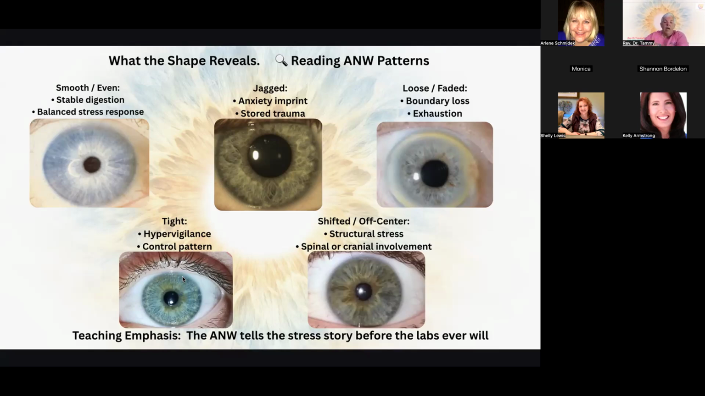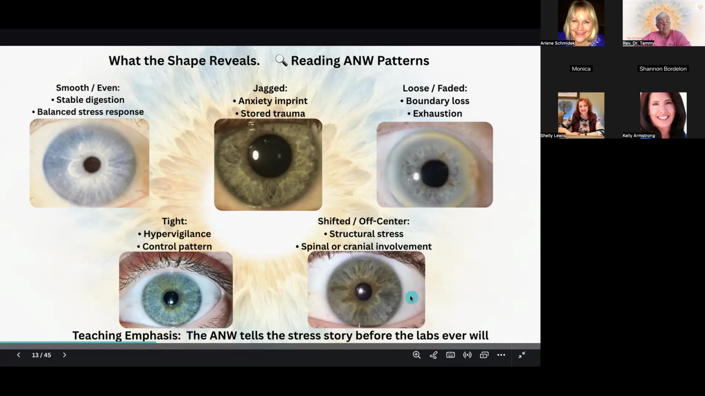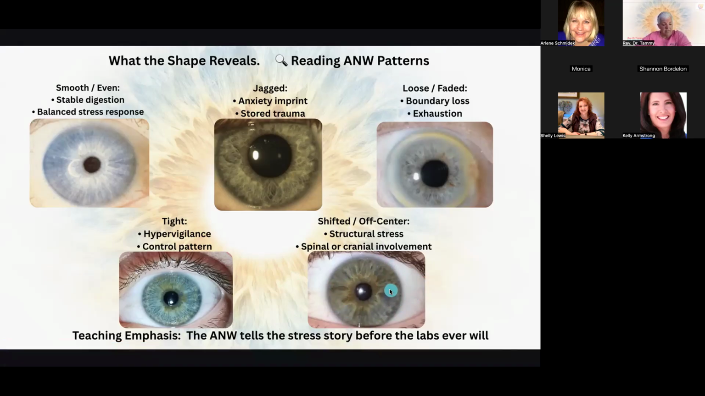And then we have shifted off center. You can see this one. It's shifted. It's off center. There's lots of things going on here. So this is structural stress, spinal or cranial involvement. So the autonomic nerve wreath tells the stress story before the labs ever will.